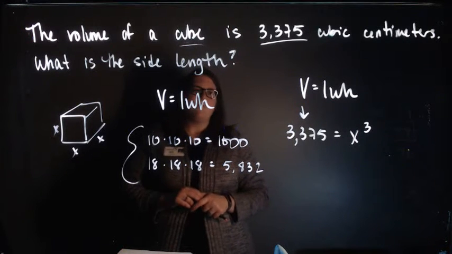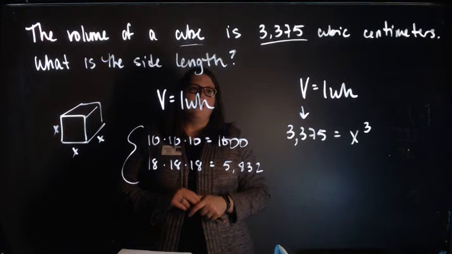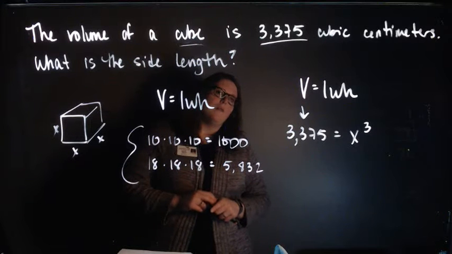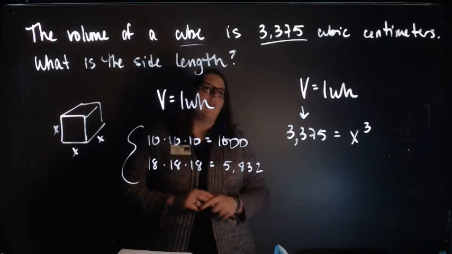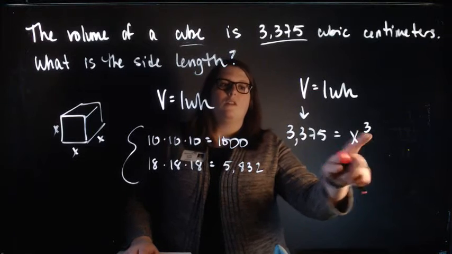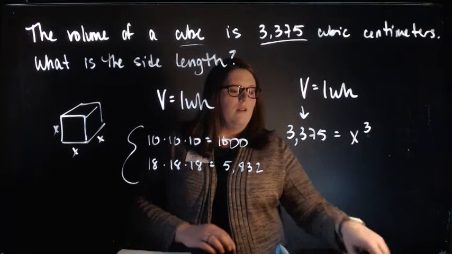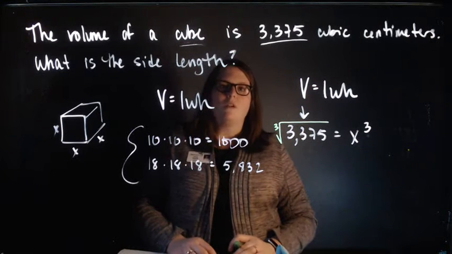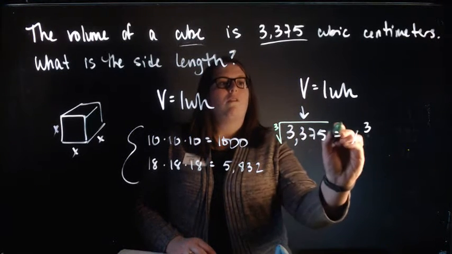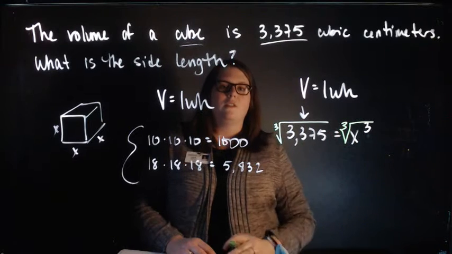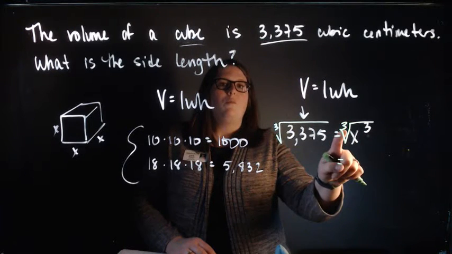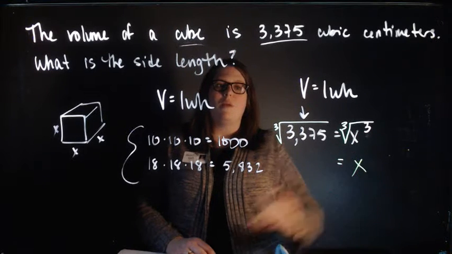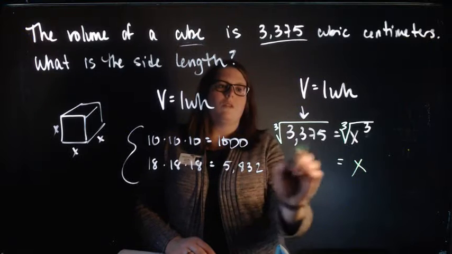3,375. So just like we discussed, the opposite of an exponent of 2, or squaring a number, is square rooting a number, the opposite of cubing a number is the cube root. So if I took the cube root, there's a little 3 there, cube root of 3,375, and the cube root of something that's being cubed leaves me with my base of X. Right, so now this is really what I want to figure out.